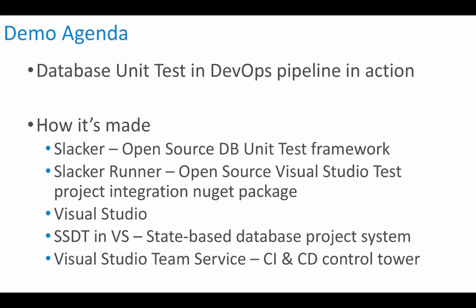Let's take a look at how database unit test works in DevOps pipeline, and then I'll go through all the details of how it's made. The key components that I used in this demo are tSQLt, which is an open source database unit test framework, and another open source project, tSQLt Runner, which is for Visual Studio Test project integration, and it's a NuGet package. Of course, I'm using Visual Studio as my IDE, and SQL Server Data Tools, SSDT, in Visual Studio, which is the state-based database project system. And for CI/CD pipeline, I use Visual Studio Team Services as a control tower.